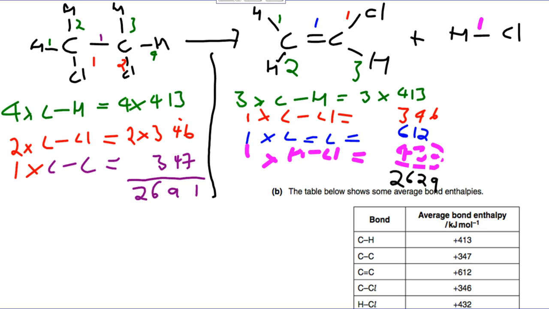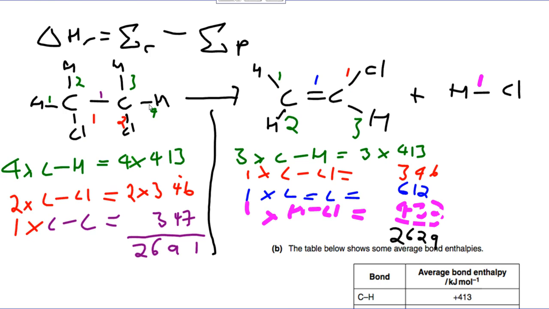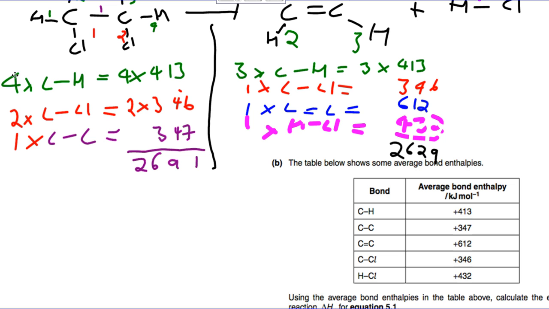2629. Now, if we remember, from our equation that we wrote a little bit earlier, we do the sum of the reactants minus the sum of the products. So we're going to do 2691 minus 2629. If you're ever unsure about which way around to do it, this is how I think about it. This is the energy required to break all of the bonds in the reactants. So that is an endothermic process. So we can put a positive there.